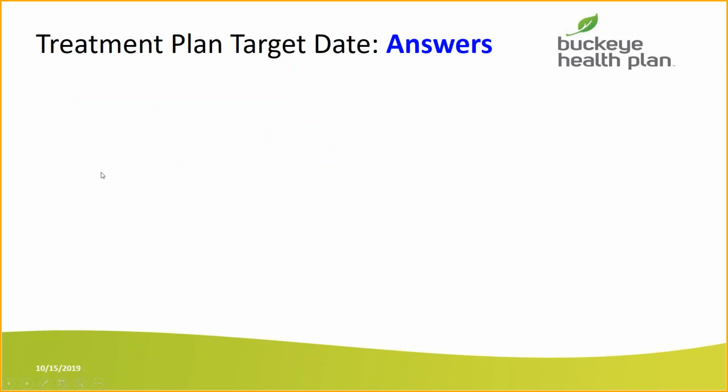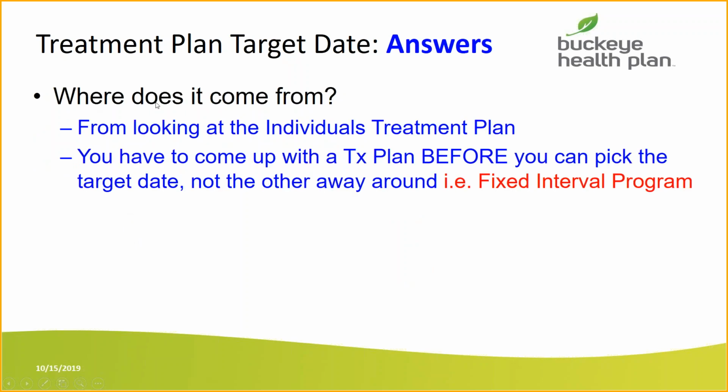Well, here are the answers. Where does it come from? Well, you have to look at the treatment plan. You have to come up with a treatment plan before you can pick the target date, not the other way around, unless you're in a fixed interval program. And we all know that the target dates for those are always the same. It's always 30 days, 90 days, or whatever, right?